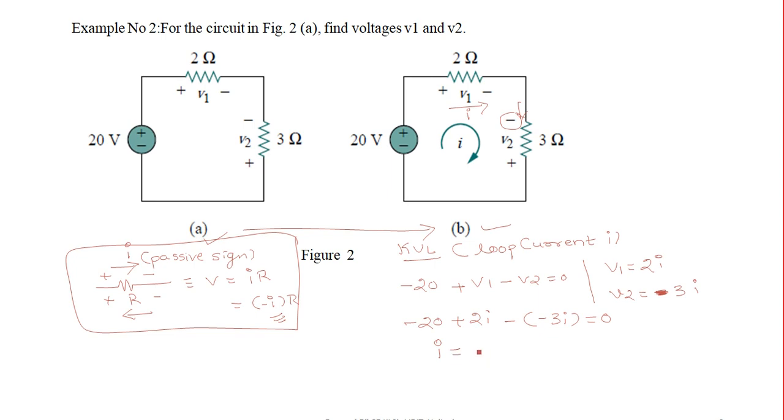If you solve, you can see that it comes out to be 4 amps. And if you apply this value over here, you will be able to find V1 and V2. So V1 and V2 come out to be how much? 8 volts and minus 12 volts, right? Okay, so this is how we can use this. If you have any doubts in this, please feel free to ask here.